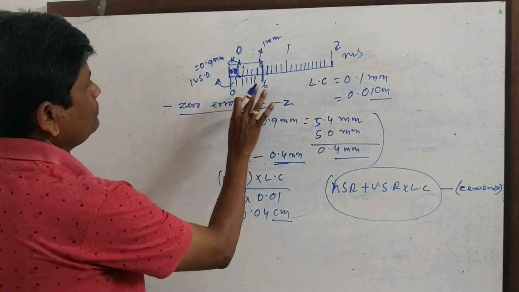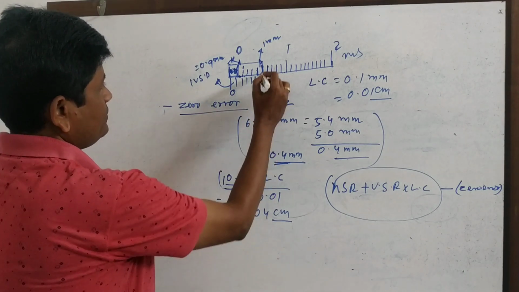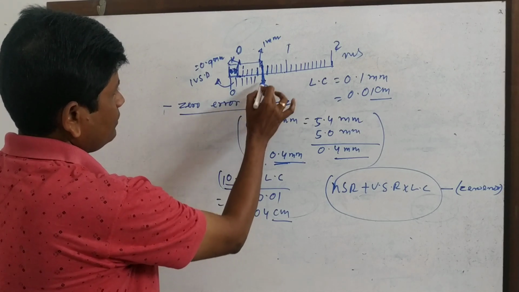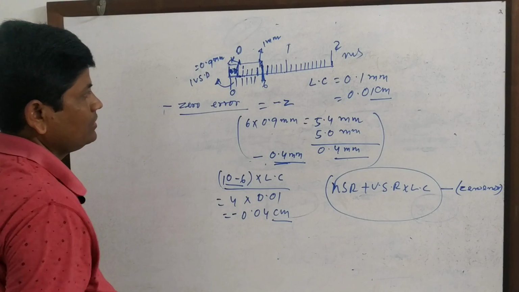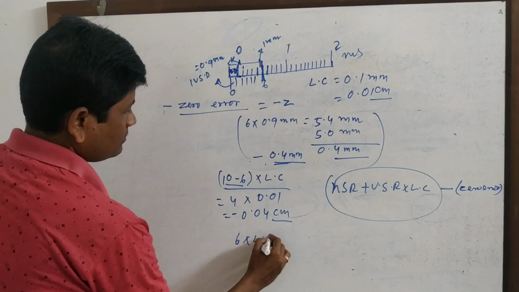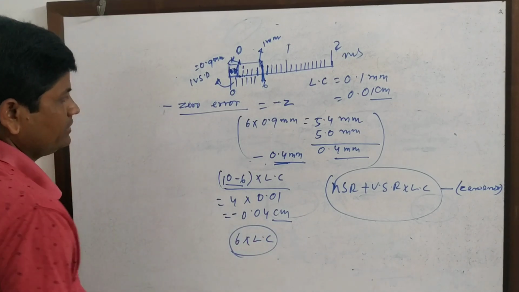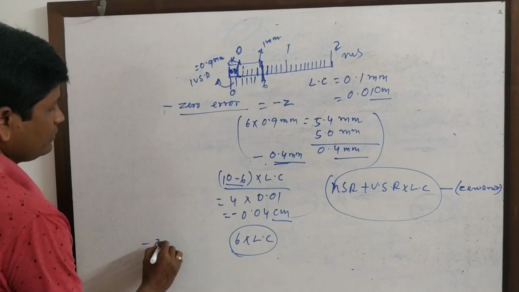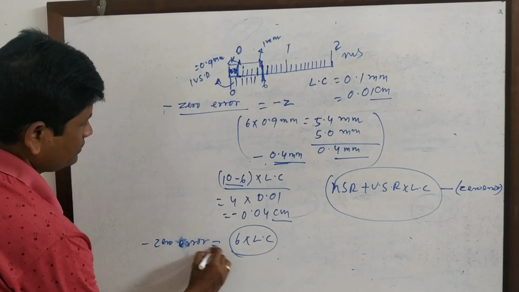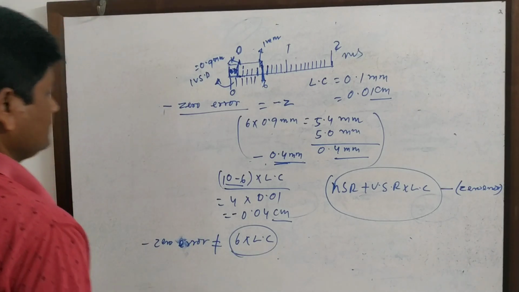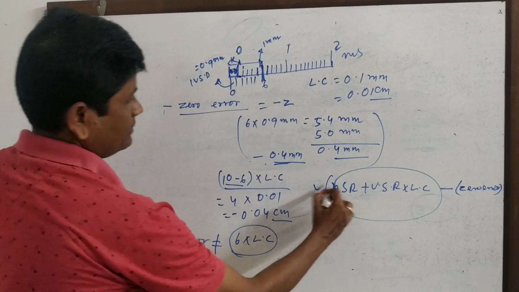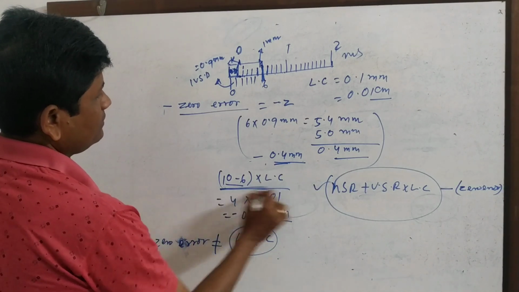In this case don't make the mistake, okay. If the 6th mark of the vernier scale coincides with any mark of the main scale, don't subtract 6 into least count, this is the wrong formula, okay. In this case the negative zero error is not equal to 6 into least count. This will be a wrong formula and this is the correct formula, okay. Either do this or do this.